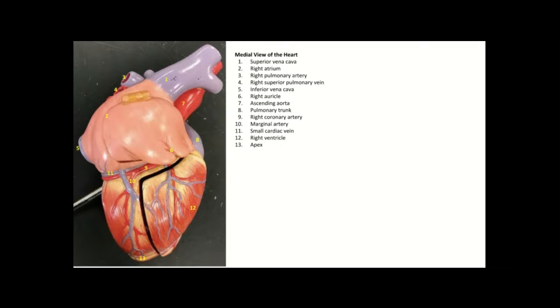And this is the right side of the medial view of the heart. In this medial view, you have the number 9, which is the right coronary artery. In the right margin of the heart, you can see number 10, which is marginal artery, which comes out of right coronary artery. And this one is the small cardiac vein. So these are blood vessels which you have on the surface of the heart. Any questions on the human heart?